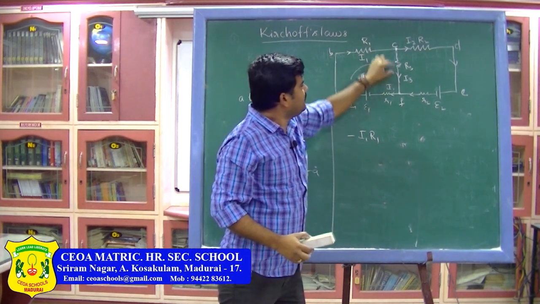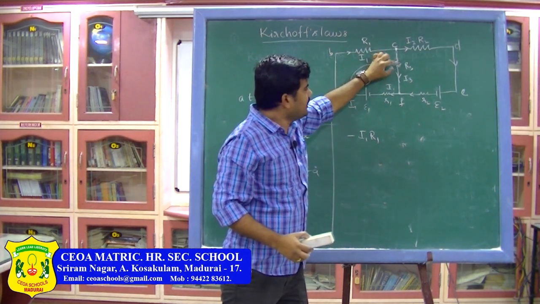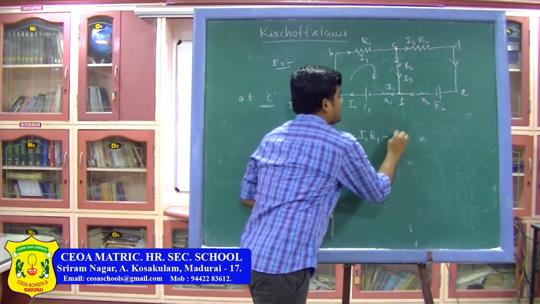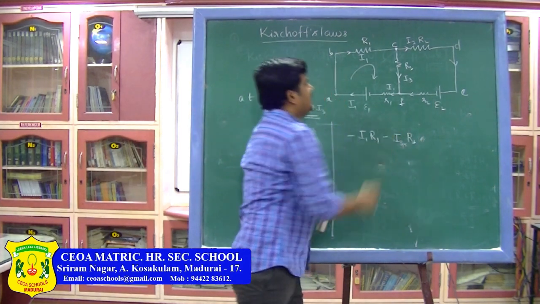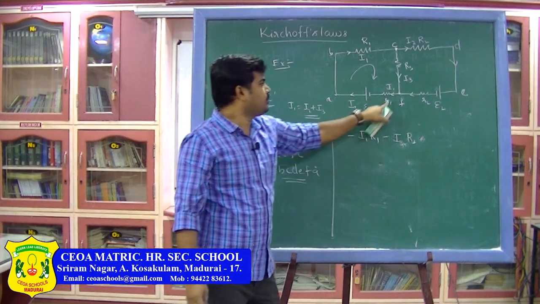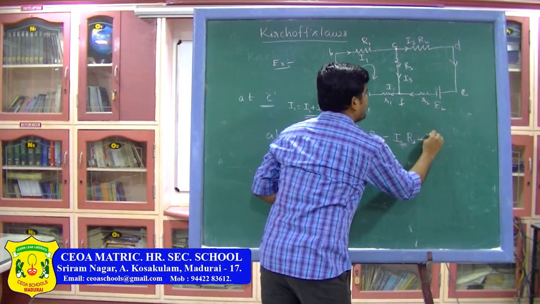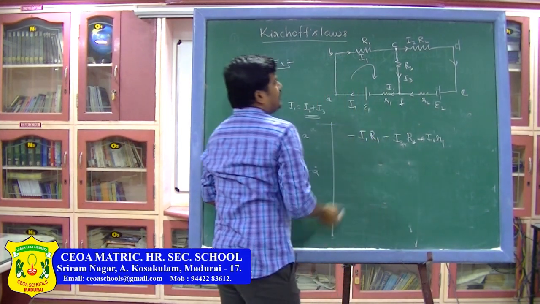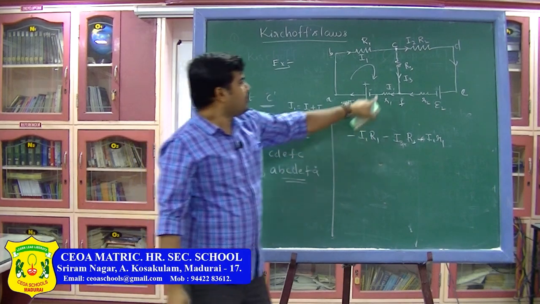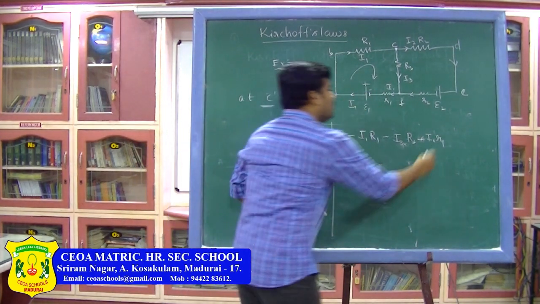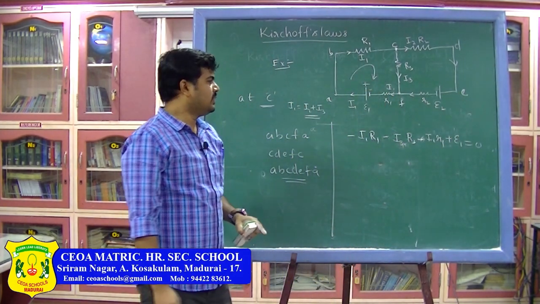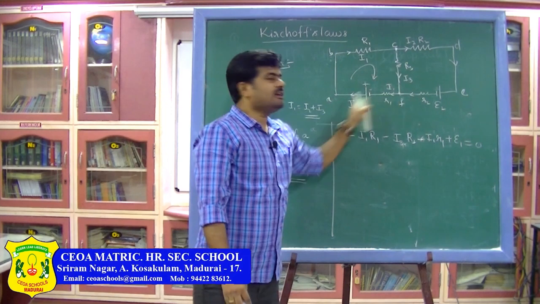Next, C to F, there is another resistor R3 where the current is I3. We are moving in the direction of current, so again it is taken as negative: minus I3 R3. Similarly, from F to A we are also moving in the direction of current, so this potential drop is taken as negative: minus I1 r1. For the cell, we are moving from the negative to the positive terminal, that is from low potential to high potential, so it is taken as positive: plus E1, all equal to 0. So, this is the loop equation for the loop A, B, C, F, A.